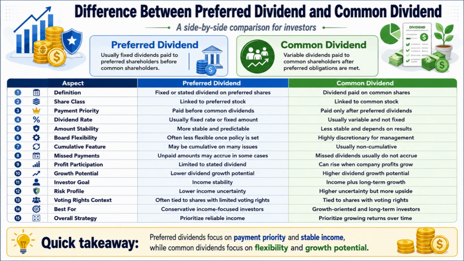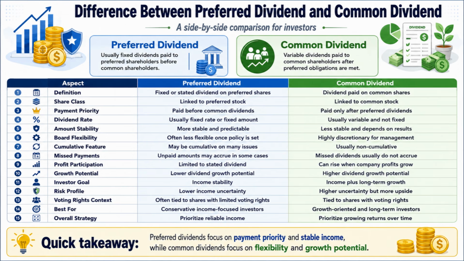In this video, we will discuss the difference between preferred dividend and common dividend. Number 1. Preferred dividend is a fixed or stated dividend paid on preferred shares, whereas common dividend is a dividend paid on common shares. Number 2. Preferred dividend is linked to preferred stock, whereas common dividend is linked to common stock.